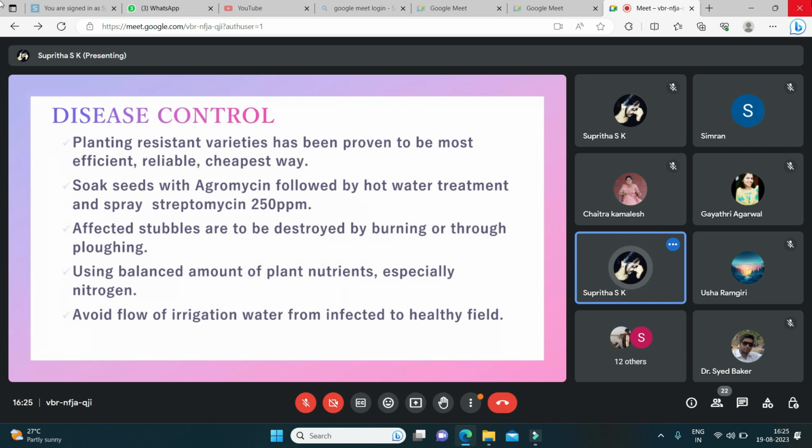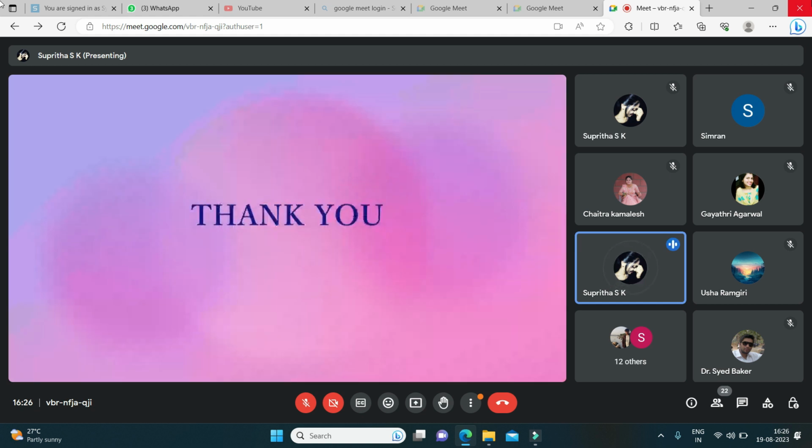One more important disease control is that the affected plants, or any part if it is affected, should be taken off and burnt so that it will not spread to any other parts of the plants. So these are the disease controls.